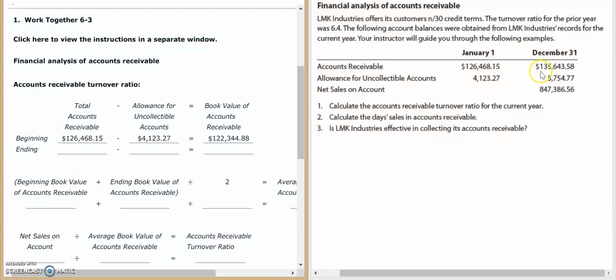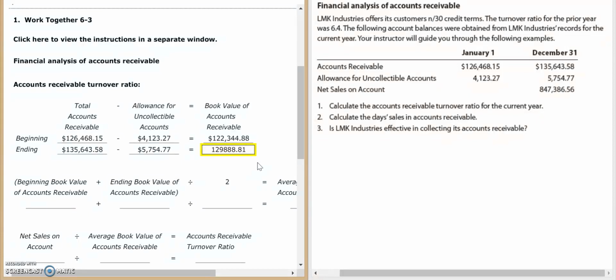Then we go to our ending. Our ending again is $135,643.58 for accounts receivable. And then our allowance for uncollectible accounts is $5,754.77. So the difference between those two again will be our book value for accounts receivable, which is $129,888.81.